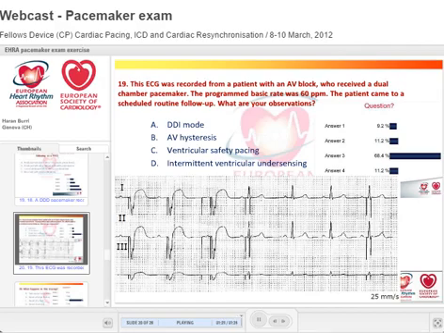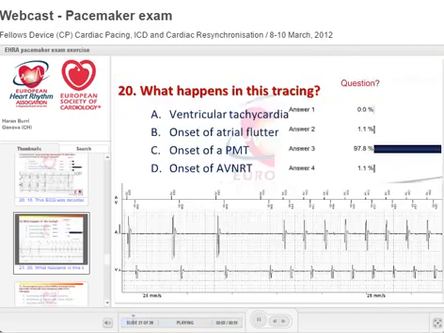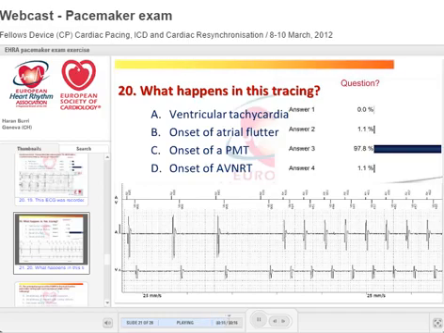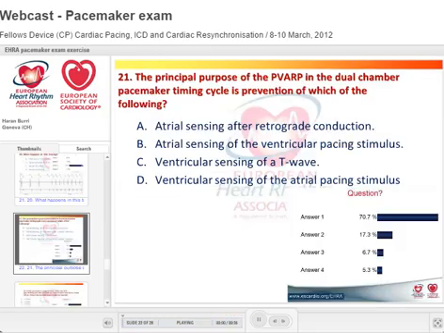Very good. Question 20, what happens in this tracing? Please vote. That's good, we're close to 100%. You've made me very happy. No need to go any further on that one.